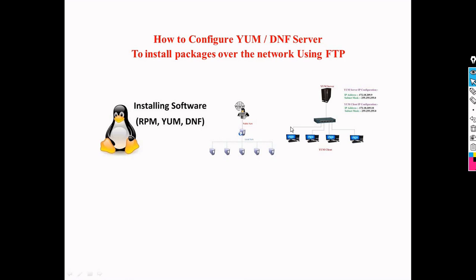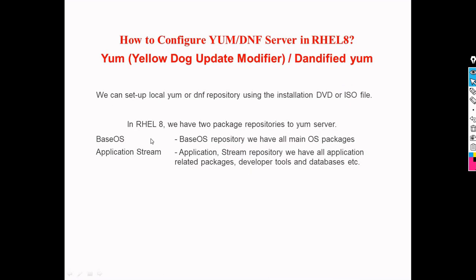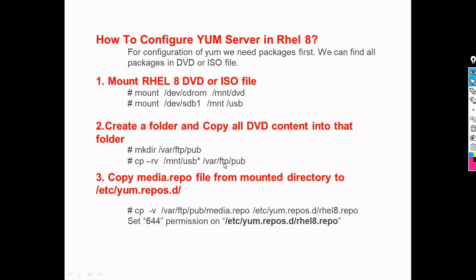So you don't have to copy the ISO file to each and every client machine. You can directly download the packages from the centralized Yum server. The procedure will be the same. We need to have the BaseOS and the AppStream which are present in the ISO file, and those need to be copied to /var/ftp/pub.